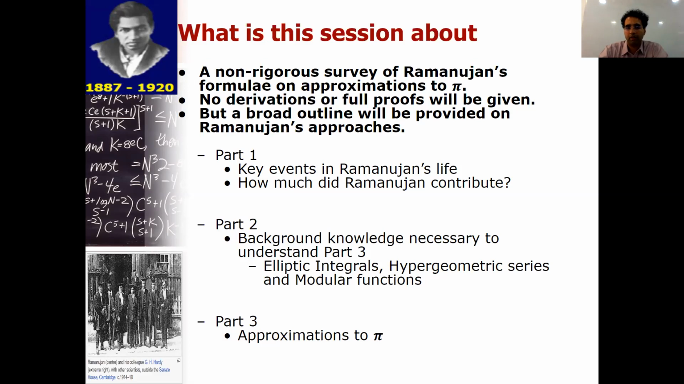The first part would deal with the key events in Ramanujan's life, kind of a biographical excerpt. And then in part one, we'll also talk about the contributions of Ramanujan. And then in part two, we will talk about some of the prerequisite material that is essential to understand Ramanujan's approach to approximations to pi. These prerequisites would include elliptic integrals, hypergeometric series, and modular functions.